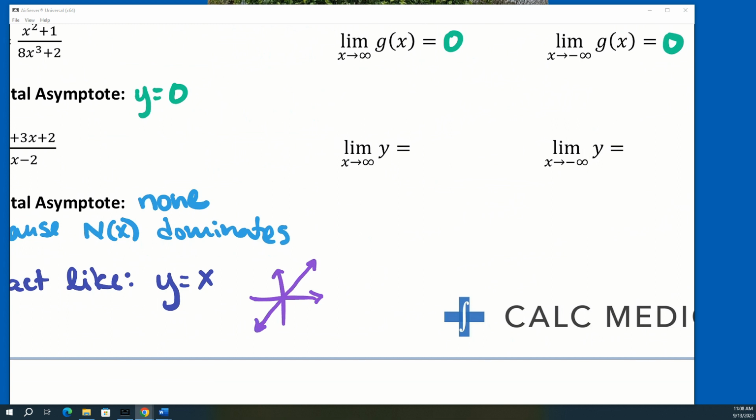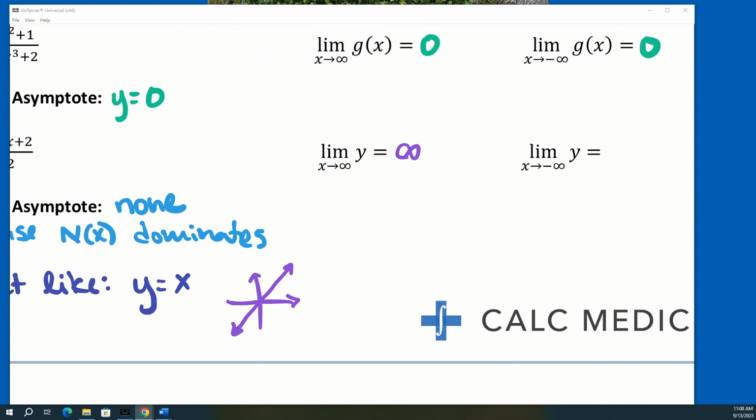So y equals x is also a parent function that has a slope of 1 and an intercept of 0. And so on the right side, we're pointing up, and on the left side, we're pointing down. Or you can just use the rules where there's a positive leading coefficient, so that's positive. There's an odd degree, so that's going to be opposite. Either way, as long as you know a way, I'm fine.